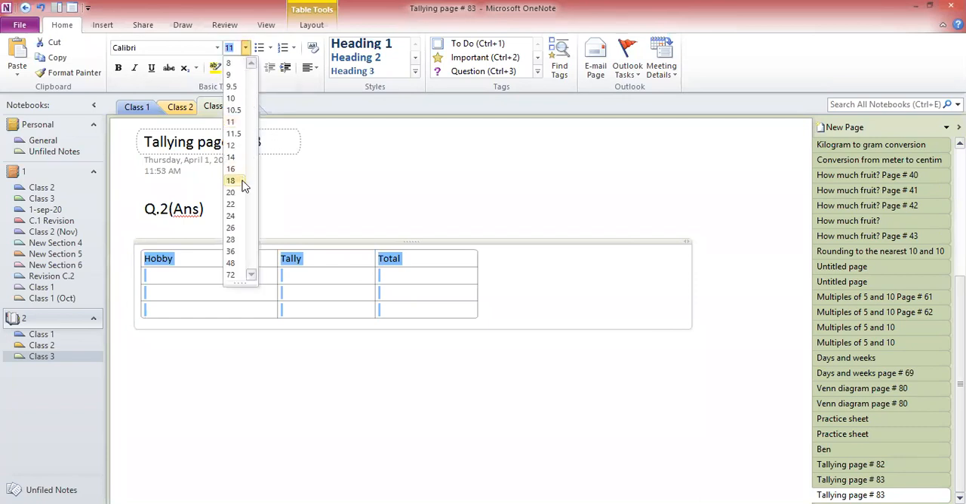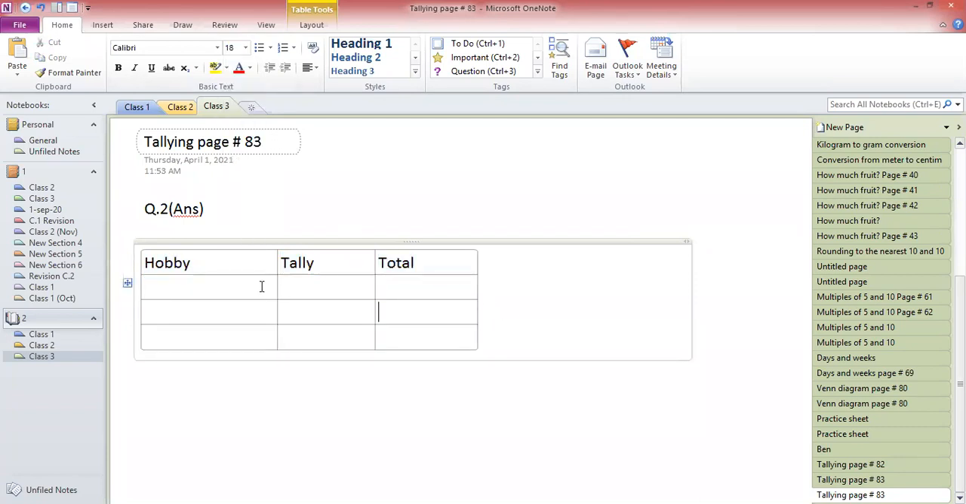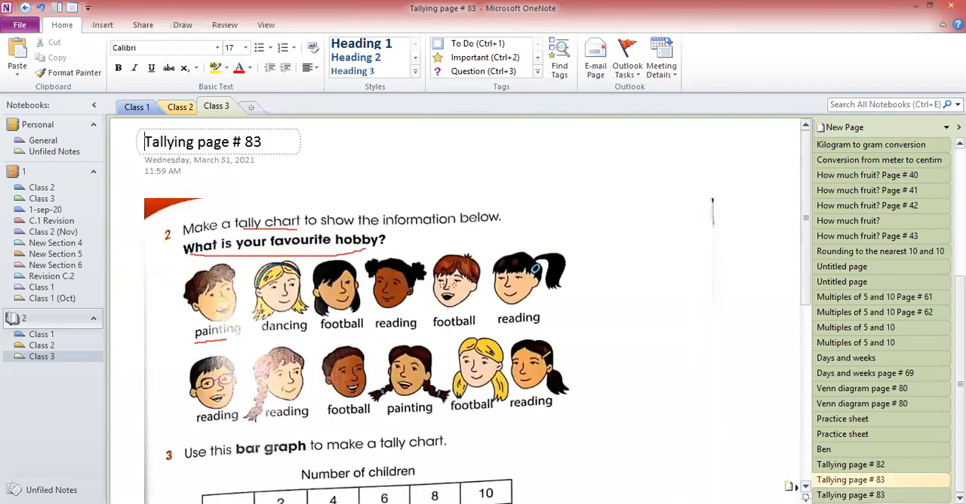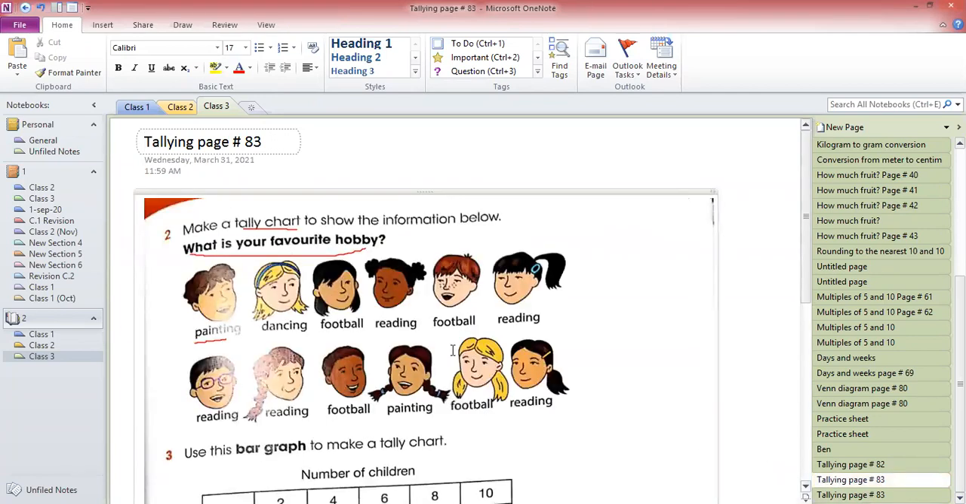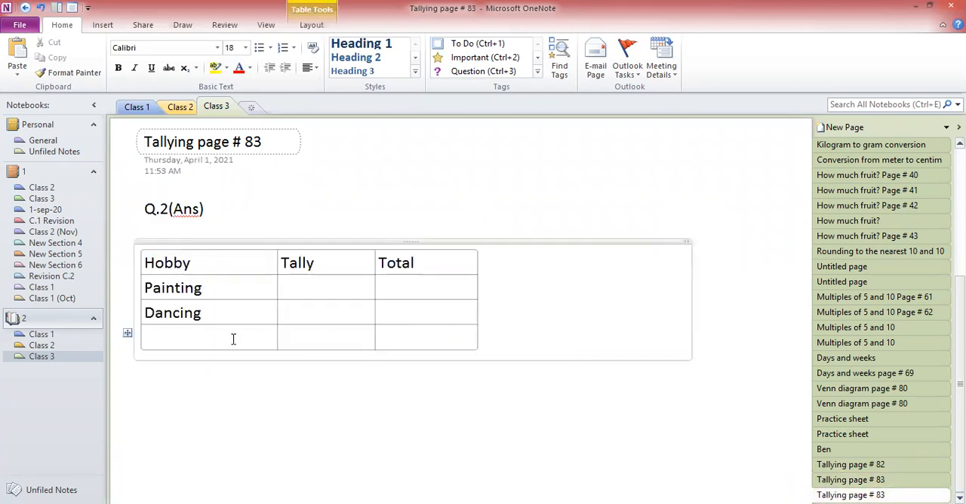What are the hobbies, guys? Look here. Hobbies are painting, so I will write painting. Hobbies are dancing, so dancing. Okay guys, just wait for the Adhan. I am writing. Until then, you complete your work.